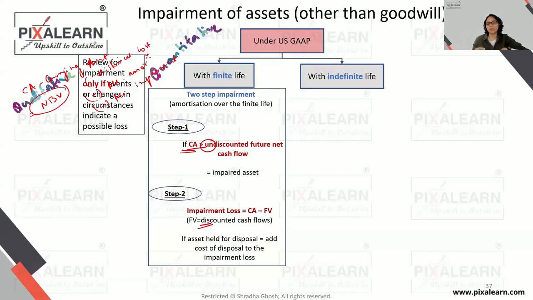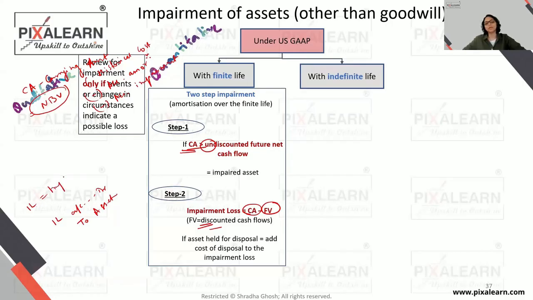Now when I'm booking the impairment loss, I have to discount those future cash flows, or I can take the market value as is prevalent in the market, because that is supposed to be the discounted cash flow. And the delta between the value at which I'm carrying the asset in my books and the fair value becomes the impairment, which I'm going to book in my books. The journal entry will be impairment loss account debit to the accumulated impairment or to the asset account.